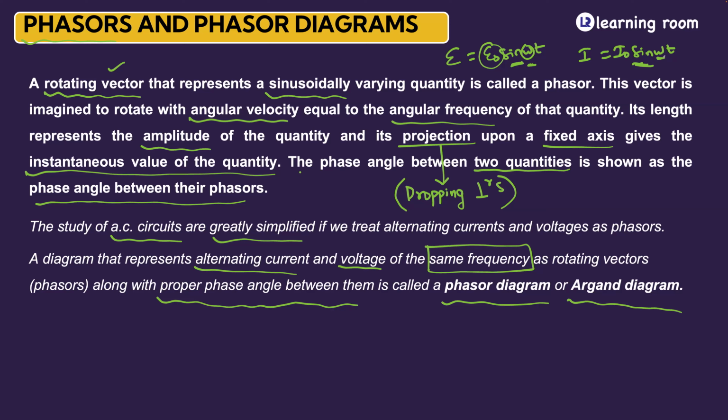A diagram that represents alternating current and voltage of the same frequency as rotating vectors, along with the proper phase angle between them, is what is called a phasor diagram, or it is also called an Argand diagram, because it is not something that physically exists. This is drawn for us to understand the phase difference. I told this logic also. EMF and current are actually not vector quantities. But we are taking the help of vectors only to understand some mathematical operations happening between them.